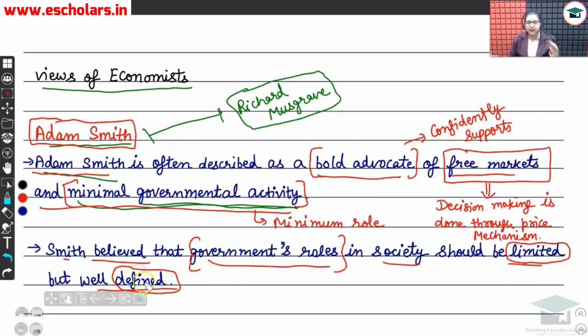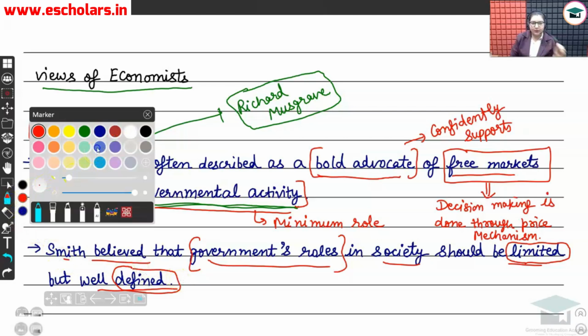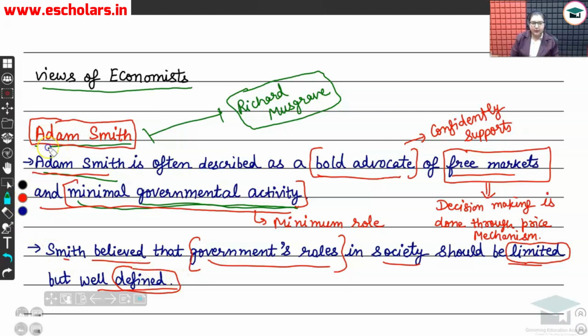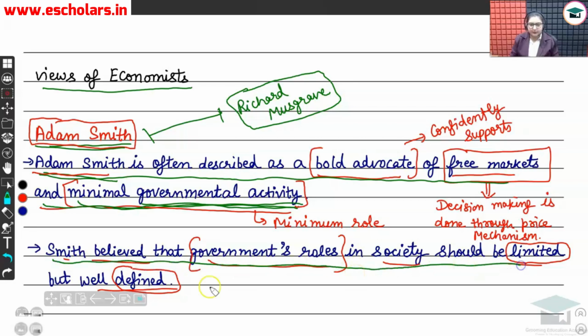That is, the areas in which the government should play an active role should be well defined in the economy. So let's recall it till now. Adam Smith is often described as a bold advocate of free markets and minimal governmental activity. Smith believed that government's roles in society should be limited but well defined.